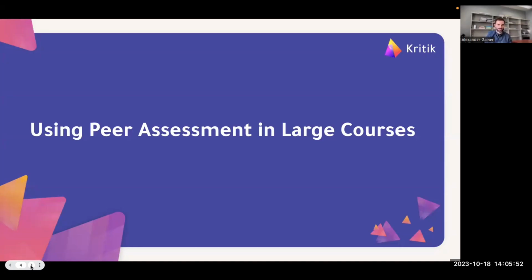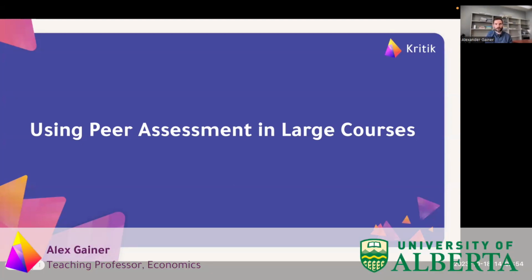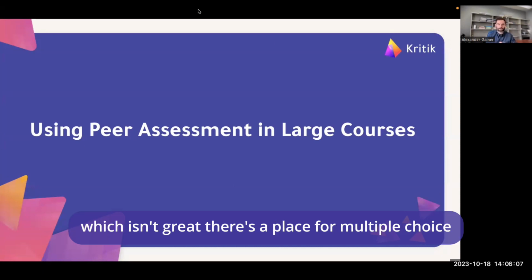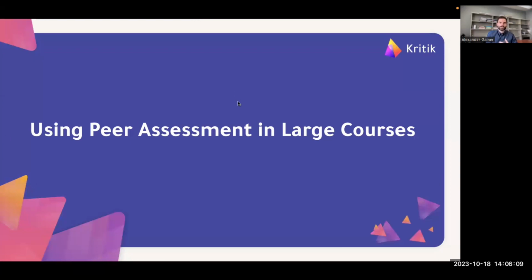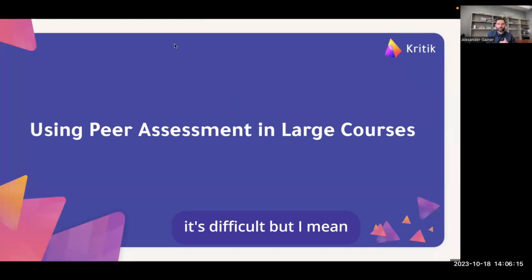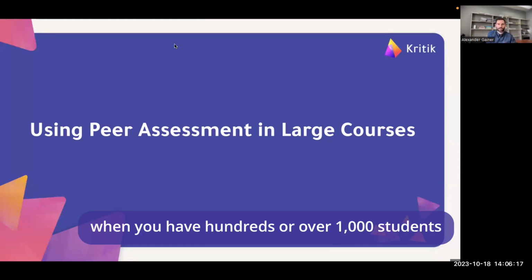Before Critic, I really felt like I was kind of handcuffed to auto-graded multiple choice or fill-in-the-blank homework assignments and exams. That was pretty much the entire grade, which isn't great. There is a place for multiple choice exams and assignments, but having the whole class assessment based on that is difficult. But I mean, what do you do when you have hundreds or over 1,000 students?